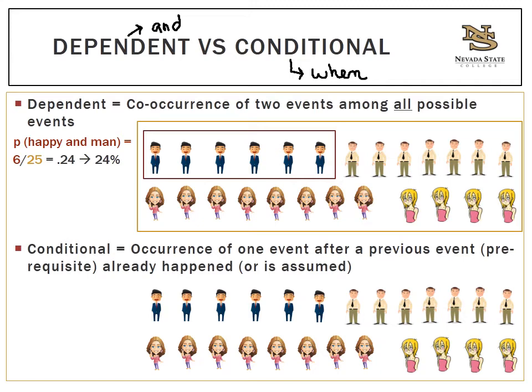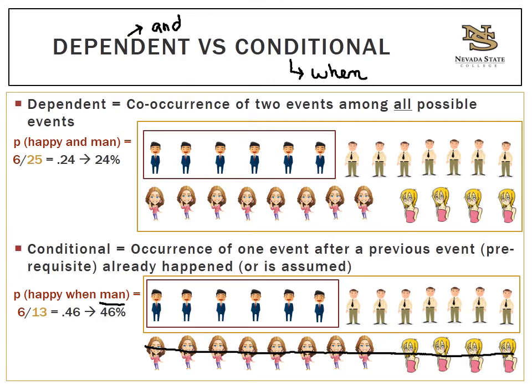Now, when you're looking at conditional probability, you're looking at the occurrence of one event after a prerequisite or a previous event has already been established or is already assumed. So if we change this to go from happy and man to happy when man, we are no longer considering these women. The prerequisite is now being a man. That's the first event, the previous event. So we're only looking within the men to see the proportion that are happy. So we're still looking at those 6 happy men, but now we're only dividing by the total number of men, the number of people who meet that prerequisite. When we look at the entire sample, 24% are happy and men. But when we just look at men, 46% of the men are happy. That second one is excluding women. We're not looking at them at all.